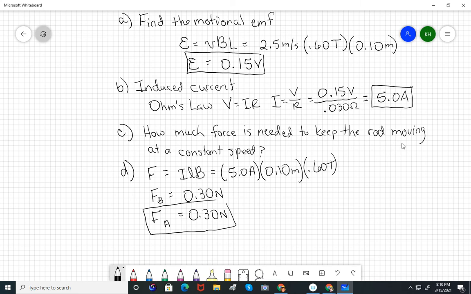Right, because if I want to move at a constant velocity, then my net force has to be 0. And I don't know why I put that as D. That's still C right there. All right, part D, one more question.